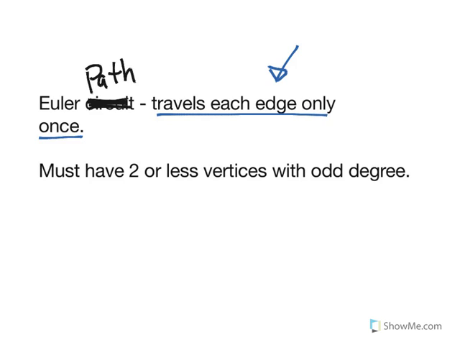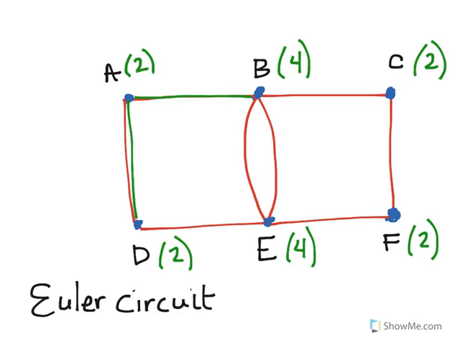So, to have an Euler path, we must have 2 or less vertices with odds. Remember, for the Euler circuit, we had to have no odds, only evens. For an Euler path, we must have 2 or less odds. So let's look at the example we just did. Do we have 2 or less odds? Yeah, we definitely have less than 2.